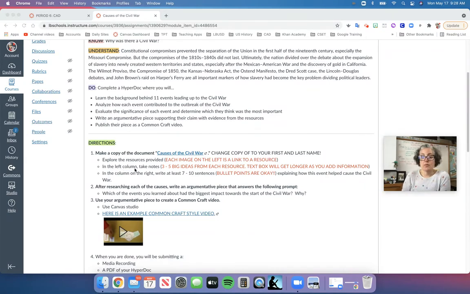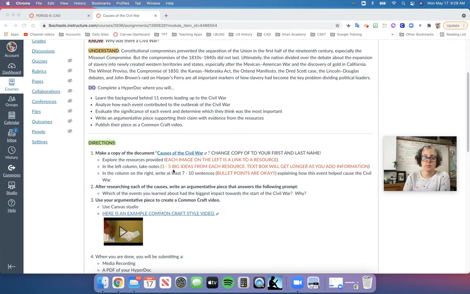In the left column, you're going to take notes. Again, right now you might not understand, but we'll look at this together in a moment. And notes means 3 to 5 big ideas from each resource. Okay. And the text box will get longer as you're adding information.